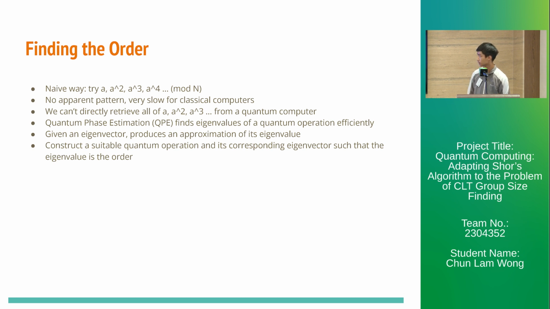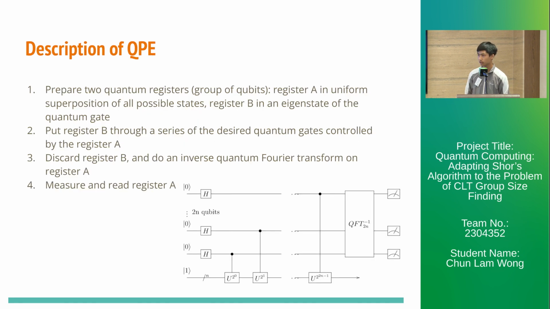And here is a description of QPE. We first prepare some qubits and then put them through a series of the quantum operation itself. Finally, we put them through the inverse quantum Fourier transform and measure the results. The resulting value would be related to our eigenvalue, which we can use for further processing.